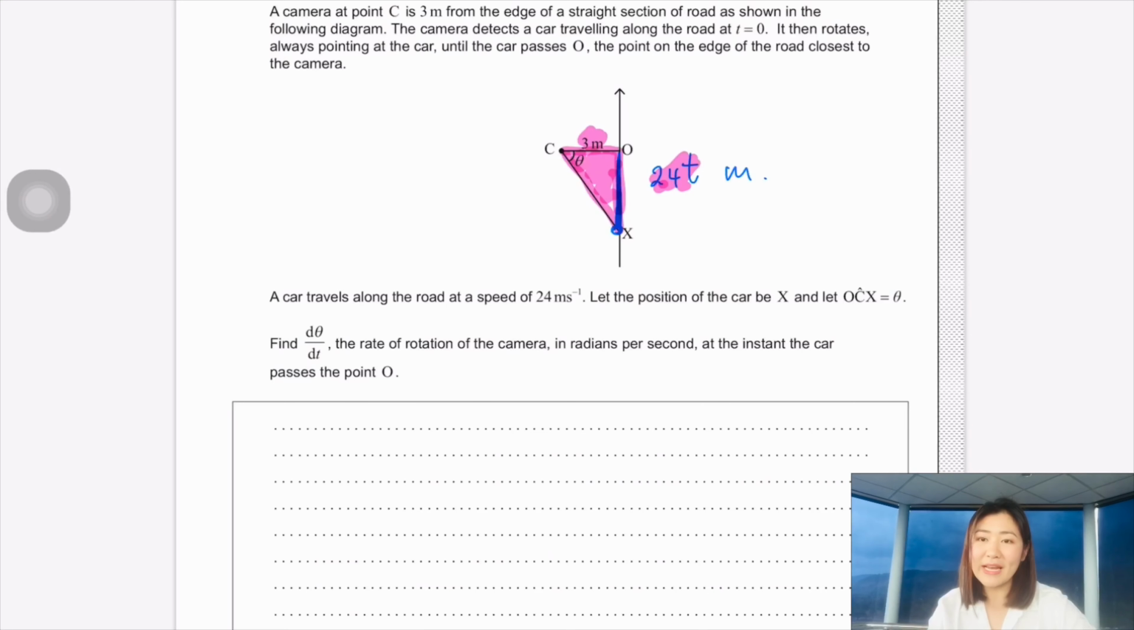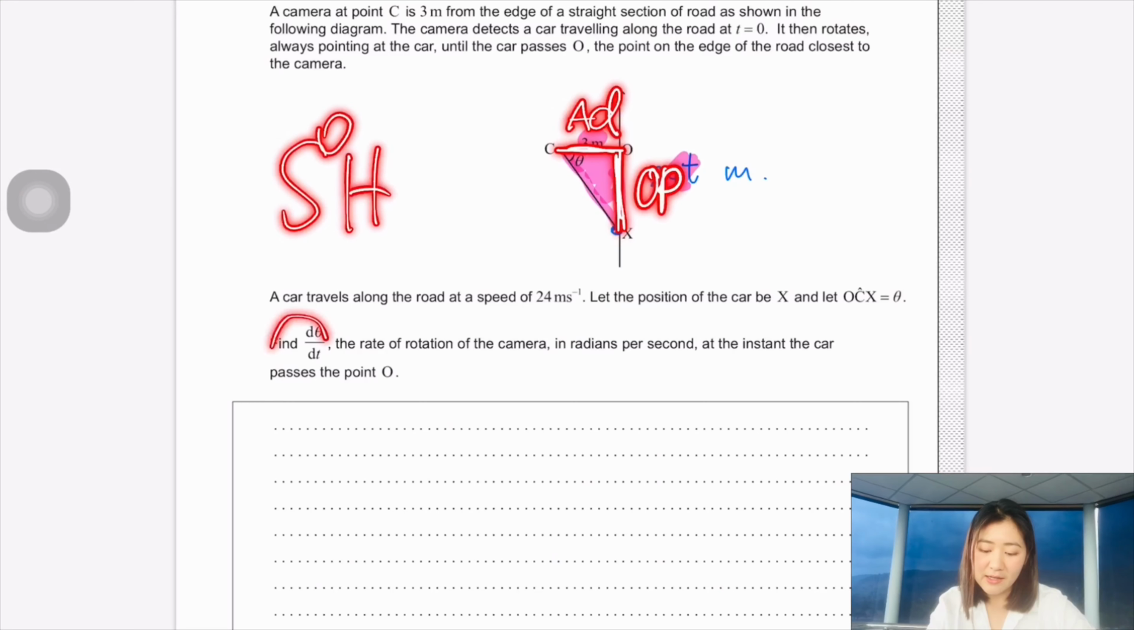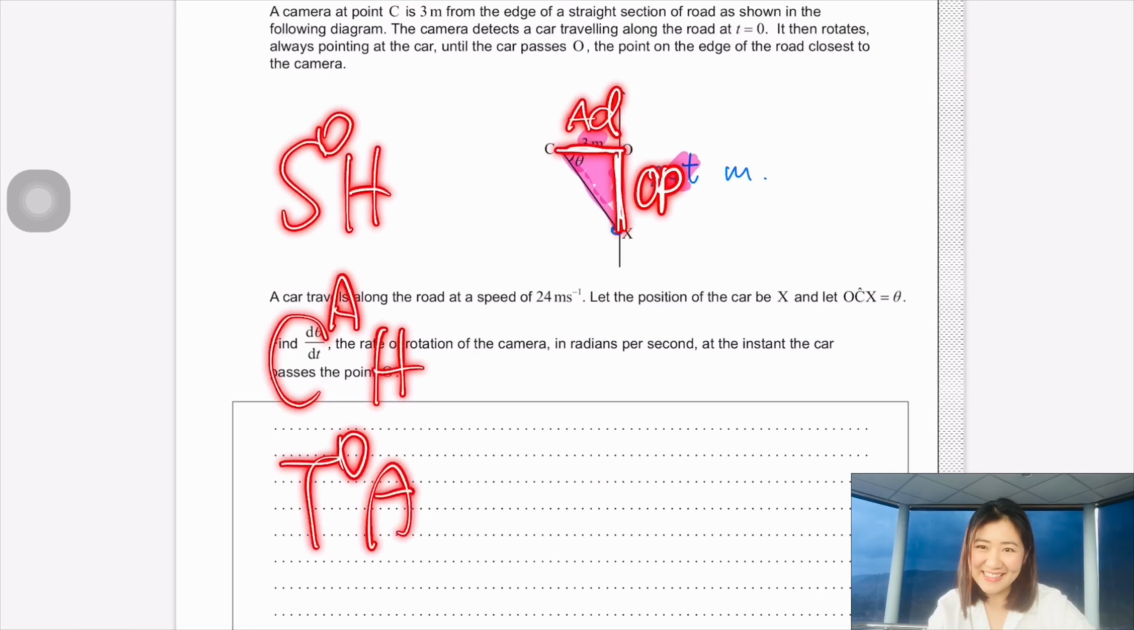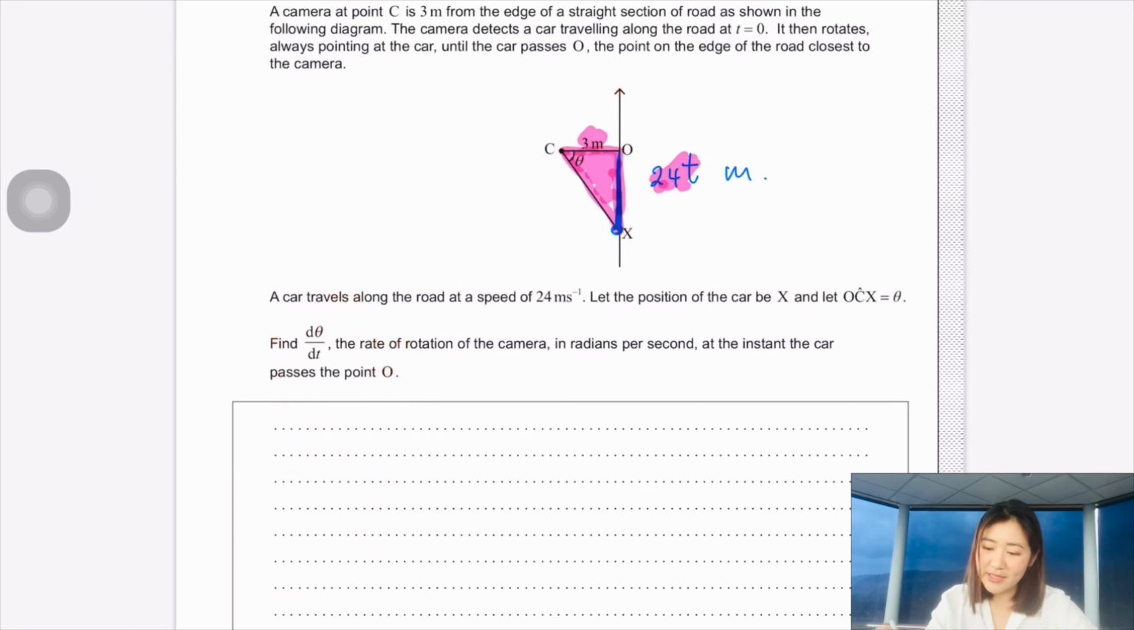So you can find the relationship of the angle theta. You can see that we have the opposite, and this is the adjacent. So SOH CAH TOA, which one? TOA, right? So we're going to start with tan of the angle equals 24t over 3. And we simplify it, so we have tan theta equals 8t.